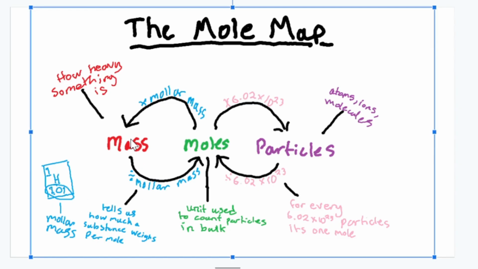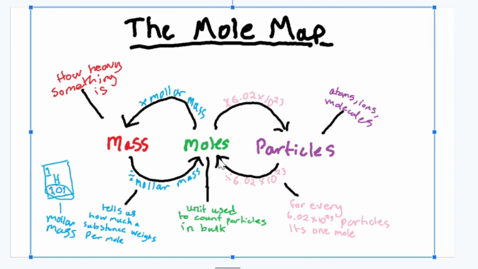To get from mass to moles, you need to divide by the molar mass. To get from moles to mass, you need to multiply by the molar mass. Now we're going to talk about particles. For particles, the number that you need to use is Avogadro's number. Why it's important is that every 6.02 times 10 to the power of 23 particles equals 1 mole.